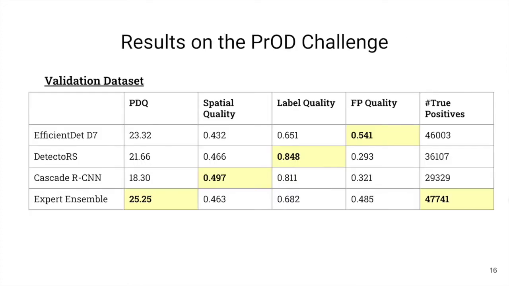In this slide, we show the performance of each detector alone, as well as our final expert ensemble on the validation dataset from the challenge. As can be seen, our expert ensemble gets the best PDQ and a greater number of true positive detections than any individual detector alone. As mentioned earlier, each individual detector has its own performance strengths. By ensembling the detectors, our final expert ensemble achieves a middle ground in performance in each category. In our workshop paper, we explore this in more detail by looking at the performance of each detector on different object sizes and object classes, as well as the calibration of each detector's confidence scores.